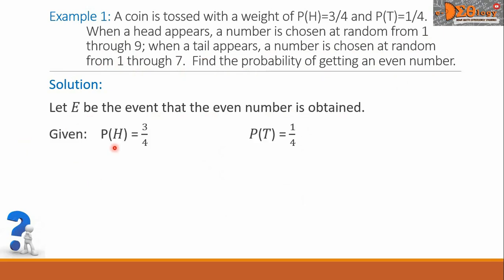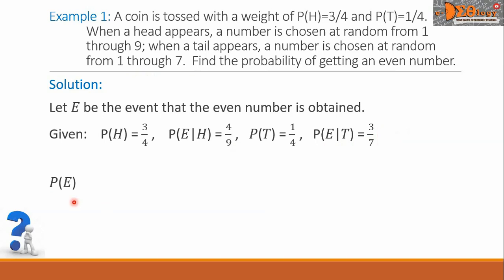Let us write the given. Probability of H equals 3 over 4. Probability of T, or tail, equals 1 over 4. Now, the probability of E given H is 4 over 9. There are 4 even numbers from the numbers from 1 through 9, so the probability is 4 over 9. Now, the probability of E given T equals 3 over 7. We know that there are 3 even numbers from the numbers 1 through 7, so we write here 3 over 7.